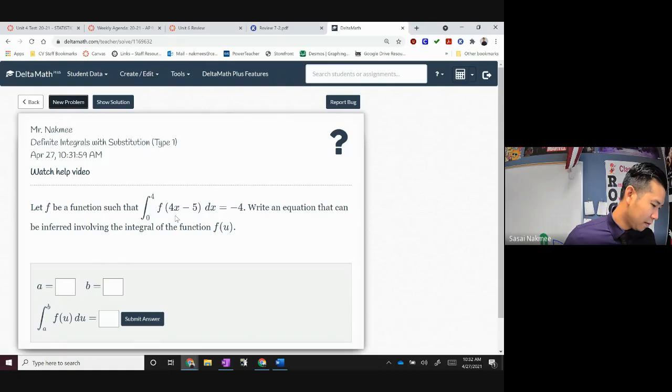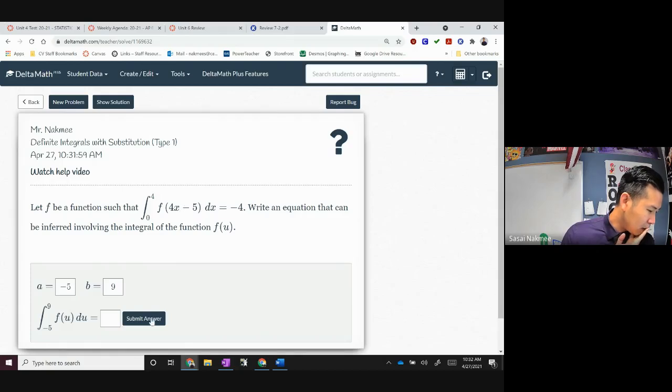Okay. Write an equation that can be inferred involving the integral of the function f of u. That's interesting. So I'm going to let u equal 4x minus 5. So when you plug in 0, I should get -5. And the b value should be 4 times 4, which is 16, minus 5. So that should be 9 right there, equal to -4. What is that inferring? That this thing right here would equal to that.